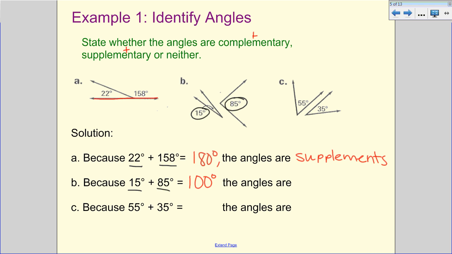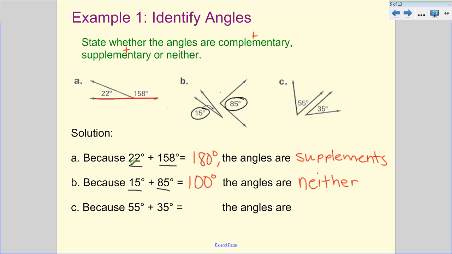Now, when you look back to what our definitions were, and you can just look on the page to your left, the two angle measurements we were looking for were 90 and 180. Since 100 is neither one of those two measures, then these two angles do not have either of these relationships. So they are neither supplements nor complements.